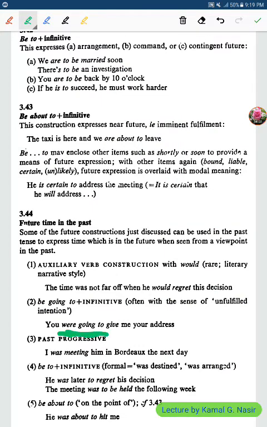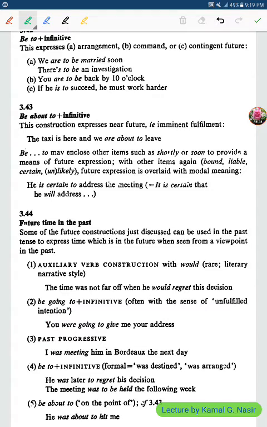We were going to, now in the past form, what do they give? They give the meaning of the future. You were going to give me your address. You see? As if you are telling somebody that you are going to give me your address. Is it now? No, it is in the future.